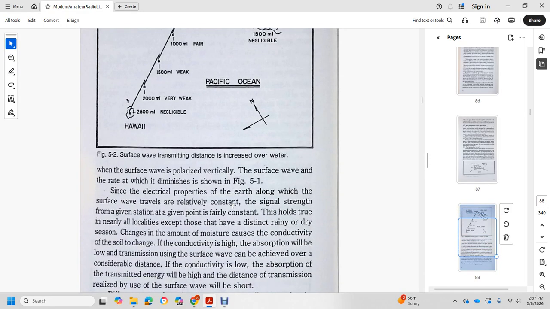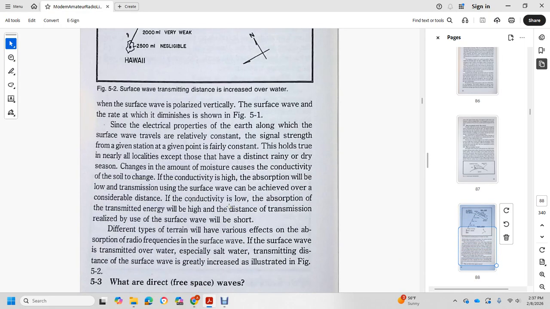Pacific Ocean. The electrical properties of the Earth over the path of the surface wave are fairly constant in nearly all localities, except that rainy or dry seasons change the amount of moisture, which changes the conductivity of the soil. When the conductivity is high, the absorption is low and surface wave transmission can be achieved over considerable distances. When the conductivity is low, the absorption of the transmitted energy will be high over the distance.